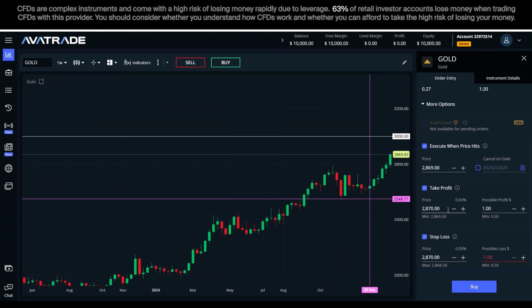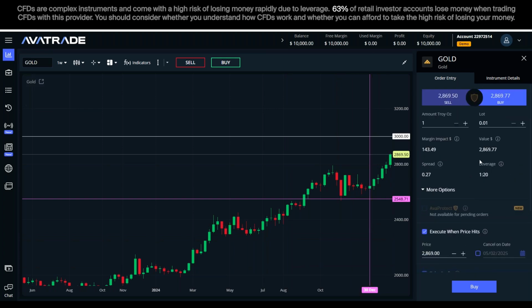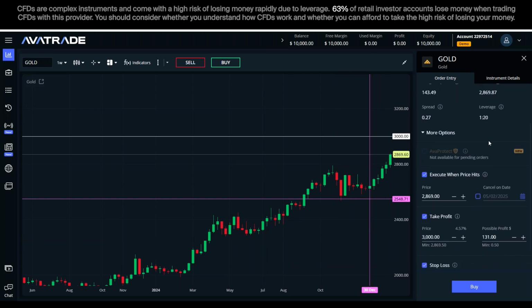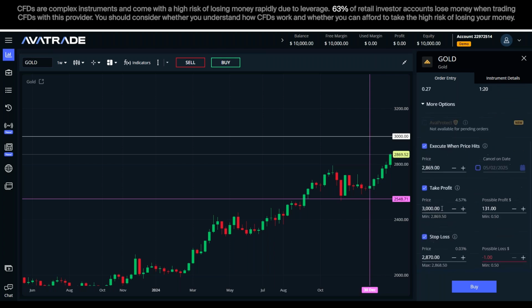So first of all, I'm going to put 3,000 as the take profit, and then I will validate with maybe the indicator or through the chart if it's realistic or not. Okay. At the moment, with 0.01, if it gets to the 3,000 mark, we will be making 131. How so?